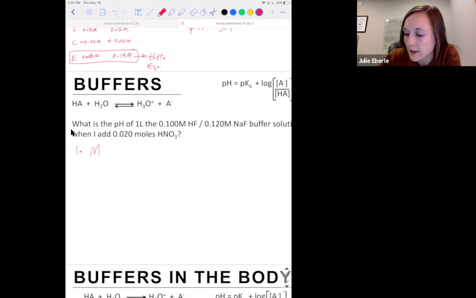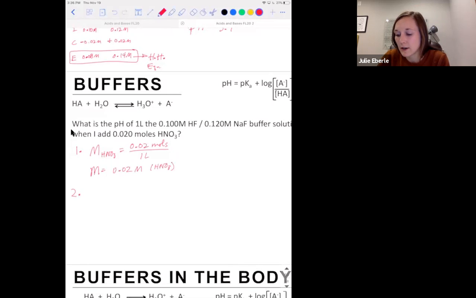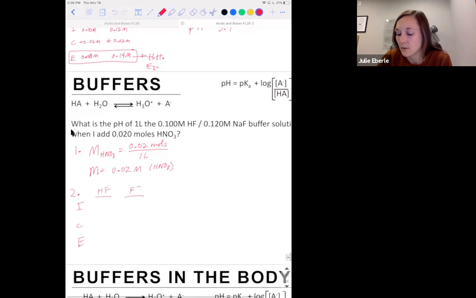Number 1, the molarity of HNO3 is going to be equal to 0.02 moles. Molarity is moles of your solute divided by liters of solution, divided by 1 liter. So the molarity equals 0.02 molar. Number 2, and this is for HNO3, we're going to make the ICE chart. And we've got the weak acid and the conjugate base. The initial concentrations do not change. They're the same both times, or actually all 3 times.